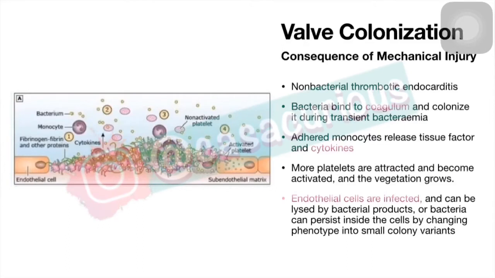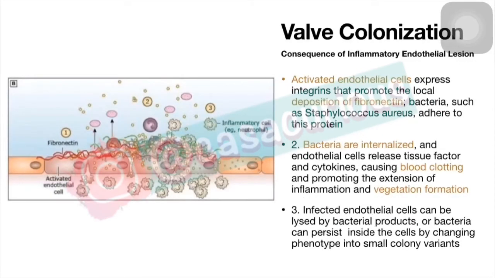Consequences of mechanical injury: non-bacterial thrombotic endocarditis, in which bacteria bind to a coagulum and colonize it during transient bacteremia. Adhered monocytes release tissue factor and cytokines. More platelets are activated and the vegetation grows. Endothelial cells are infected and can be lysed by bacterial products, or bacteria can persist inside the cells by changing phenotype into small colony variants. The consequences of inflammatory endothelial lesion.